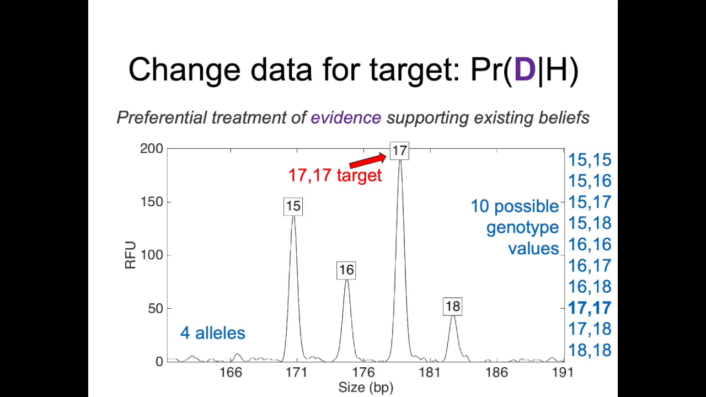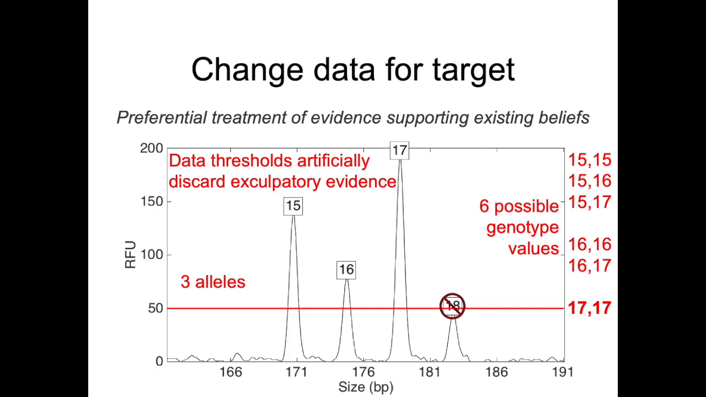In this case, there's a target, say a 17-17, that would be formed by the homozygous combination of that tall 17 peak allele with itself. Without changing the data, that 17-17 homozygote allele pair is just one of 10 possibilities and might not indicate strong statistical support for the target. But some DNA methods apply thresholds that discard lower-level data, and these data thresholds can artificially discard exculpatory evidence.